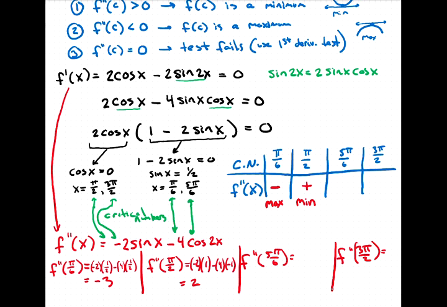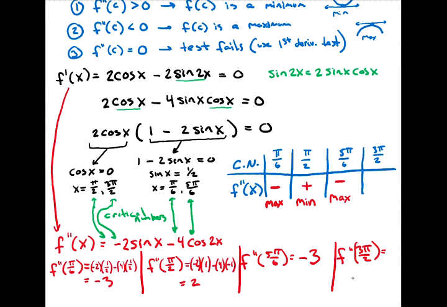Third critical value is 5 pi over 6. Plug that into the second derivative. We'll have a negative 2 times the sine of 5 pi over 6, which is 1/2, minus 4 times the cosine of 5 pi over 3, which is positive 1/2. And so if we crunch those numbers, we'll have a negative 3. So when we plug 5 pi over 6 into our second derivative, we get a negative number, which means we have another maximum value when x is 5 pi over 6.